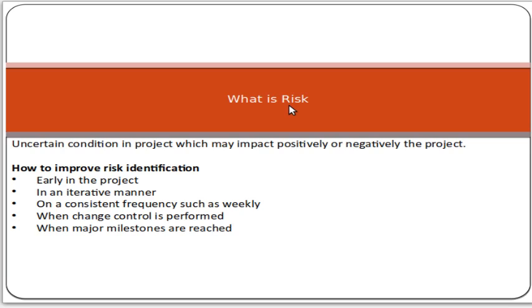Now, how to improve the risk identification? How can you do risk identification at an early stage? First of all, risk identification should be done in the early stage of a project. Then, in an iterative manner, you should review the risk register on a consistent frequency, such as on a weekly basis or after every 14 days.